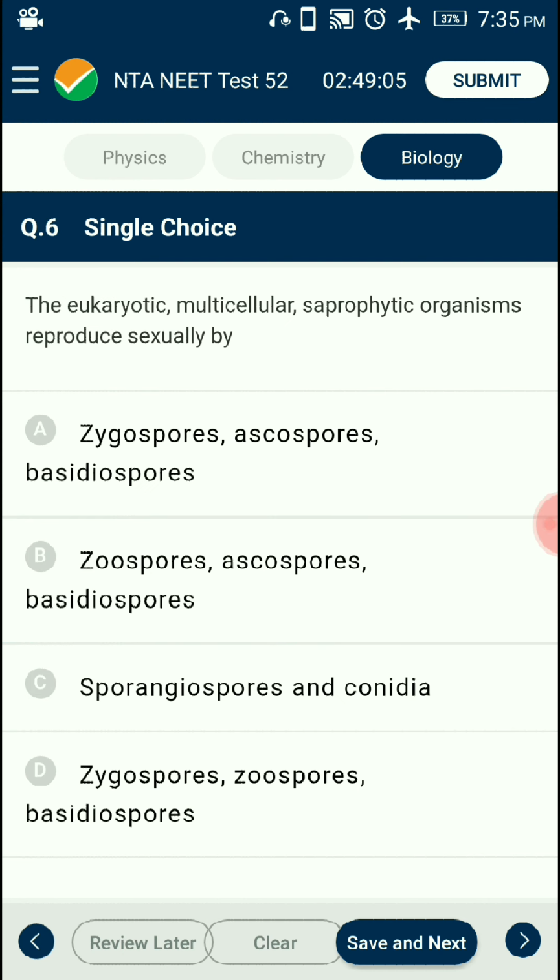Question number 6. The eukaryotic multicellular saprophytic organisms reproduce sexually by? The eukaryotic multicellular saprophytic organisms are fungi. Zygospores are formed by the fusion of two gametes. It is seen in Phycomycetes. Sexual spores called ascospores are produced endogenously in sac-like asci in Ascomycetes.